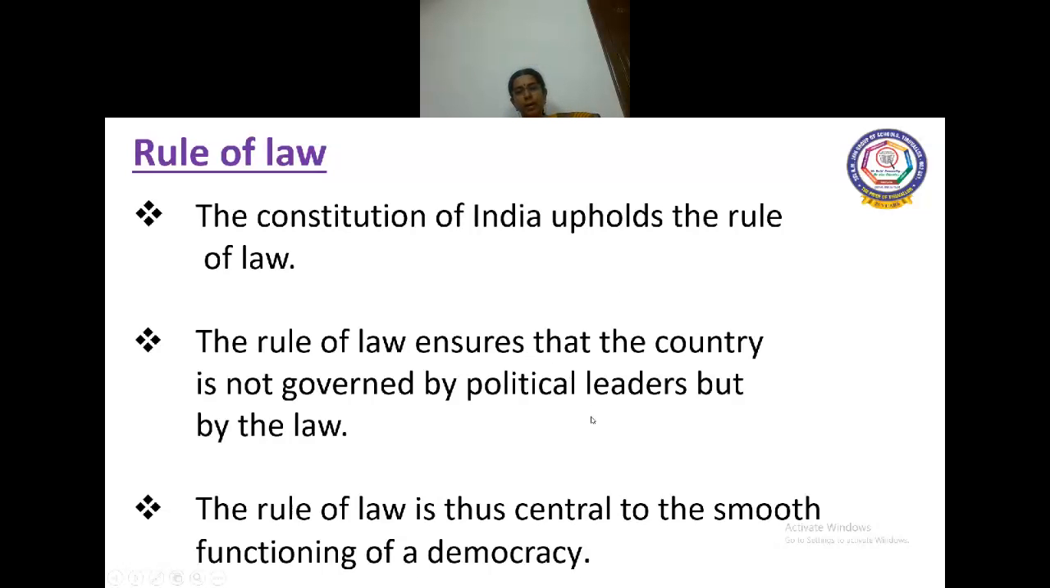Sometimes the political leaders may use their power in a wrong way, that is, they may misuse their power. For example, they may act in favor of their close relatives or friends. So here the Constitution checks this, and it is a punishable act as per the Constitution. So the rule of law is thus central to the smooth functioning of a democracy. The rule of law is very essential to the smooth functioning of a democracy.